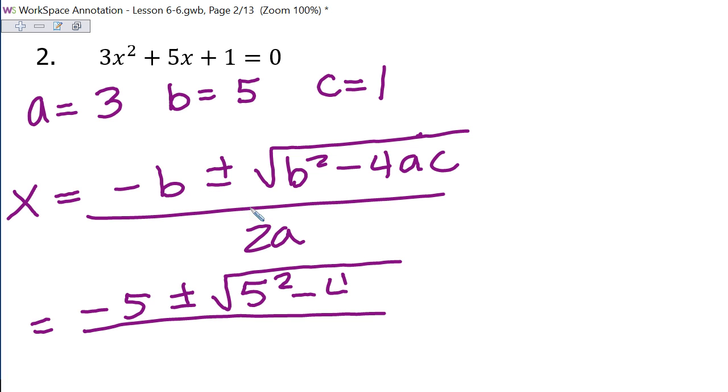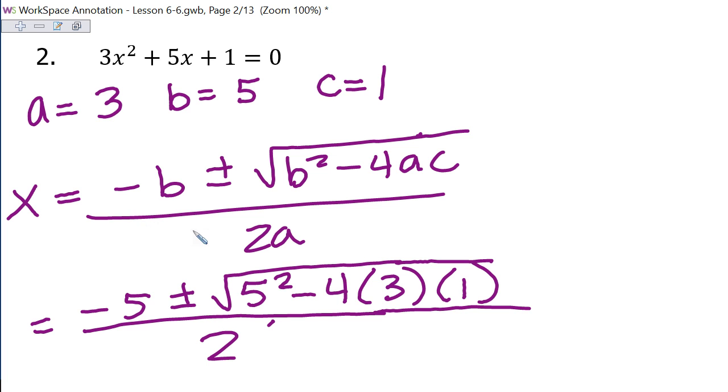What does AC mean? Multiply. So we need to multiply A times C, and what is A? 3. What is C? 1. And in the denominator, we'll have 2 times A, which is 3. Now, the next thing I want you to do is simplify. I want one number, one number, one number. So this is just to eliminate our parentheses.